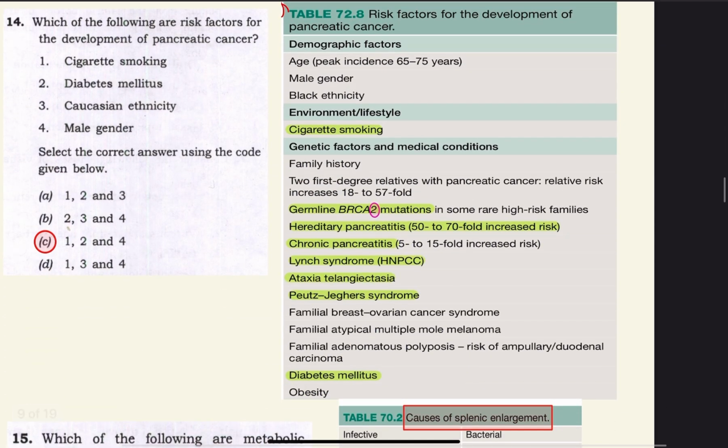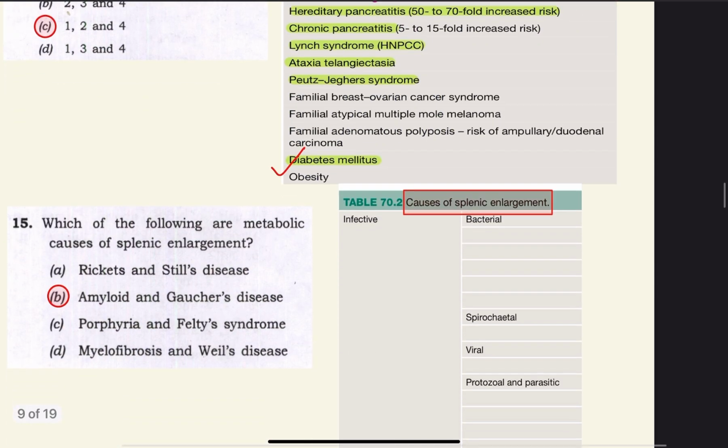Next is 14. Which of the following are risk factors for development of pancreatic cancer? This is taken from this table of Bailey. Risk factors for development of pancreatic cancer: male, black ethnicity, cigarette smoking. Cigarette smoking, yes. Diabetes mellitus, yes. Then Caucasian ethnicity, no, it is black ethnicity, and male gender, yes. So options are 1, 2 and 4. So C is the correct one.